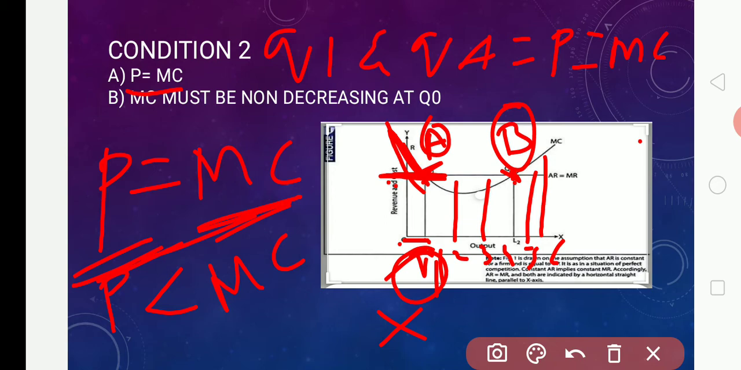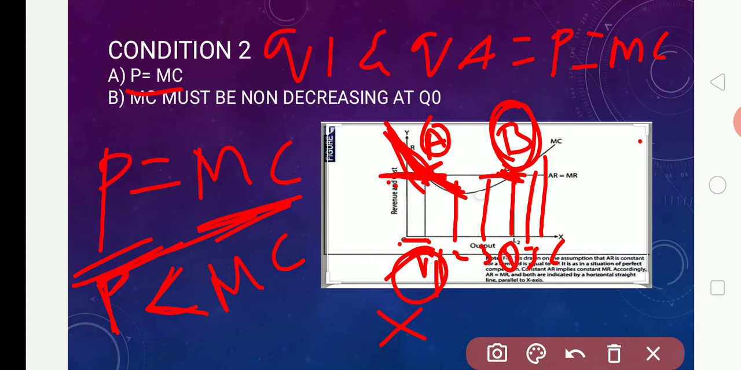Because before this Q1 the price is lesser than the marginal cost, and the marginal cost is downward sloping from left to right. So that is not the profit maximization. Next, at point B, at Q4, P is equal to marginal cost. The price equals the marginal cost, where the marginal cost curve and the price line are equal, and the firm gets maximum profit.